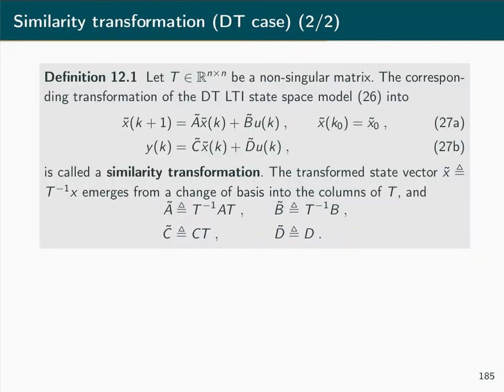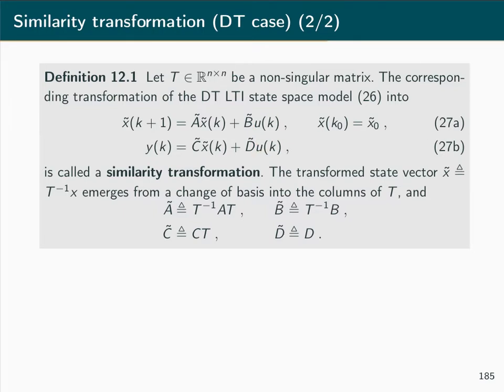This entire process is called a similarity transformation of the state space model, and it's specified in definition 12.1. So let T be any non-singular matrix, then the corresponding transformation of the discrete-time LTI state space model 26 into this state space model, which we have just defined on the previous slide, is called a similarity transformation.